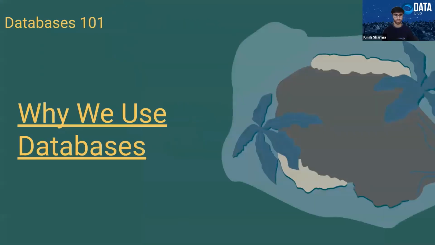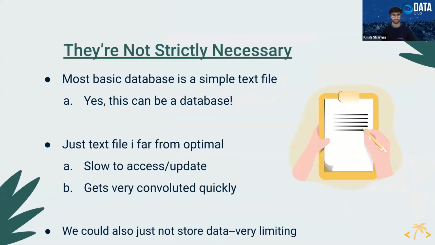So now going a bit more in depth about why we use databases: it's to store information, like we talked about earlier, but at the same time, they're not strictly necessary. It's just another way to present your information, which can be done as a simple text file, which by the definition of a database still satisfies the criteria for determining whether something is a database or not, which is that you're storing data. That being said, a text file is far from optimal.